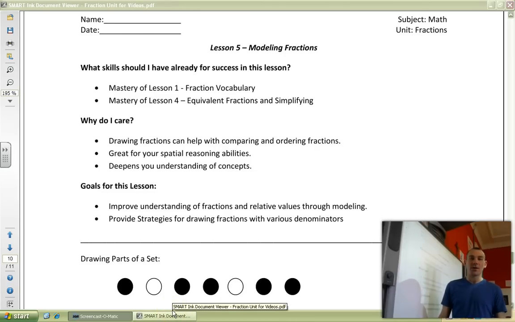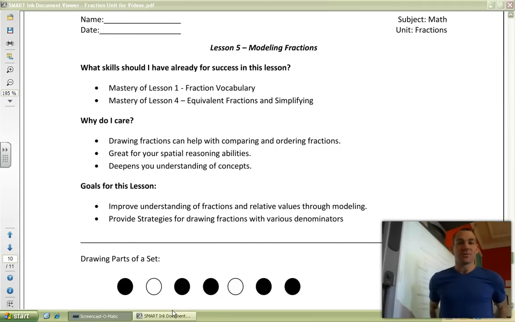Welcome back. We are now on lesson 5 of our fractions unit. This is going to be modeling fractions. Some skills you should already have for this would be from lesson 1, your fraction vocabulary still, and lesson 4, the last video, equivalent fractions and simplifying.